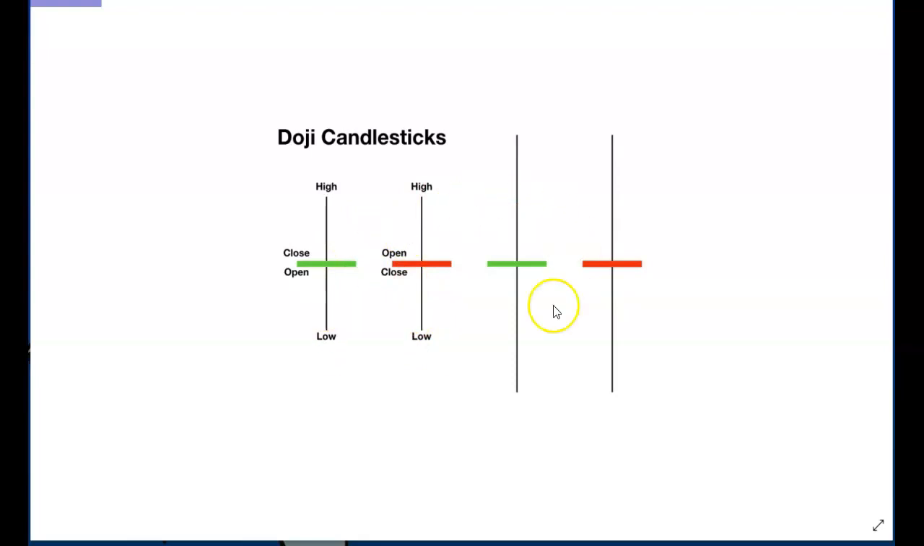So when it comes to dojis, we're going to pay close attention to them, especially where they land. Again, are you at a supply or demand zone? Are you at a support or resistance level? When it comes to that, you want to pay close attention, although they mean indecision, because you will see these all throughout your charts. They are important at certain levels.